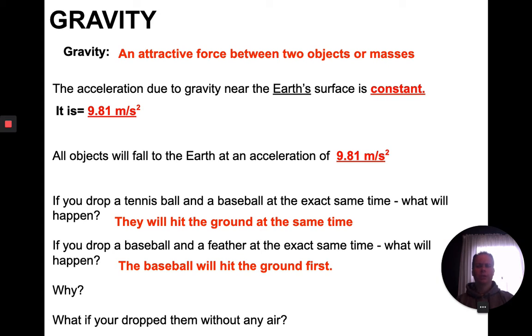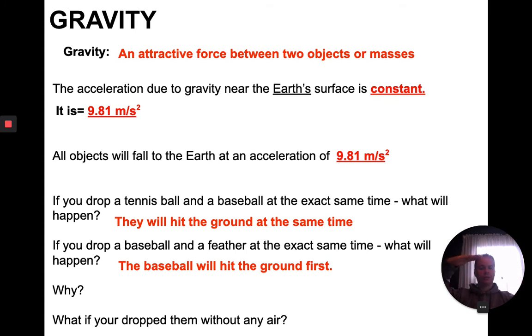Are those two things I'm saying contradictory? Well, not really, because there's another factor here. Even though the acceleration due to gravity for the baseball and the feather is 9.81 meters per second squared as they fall to the earth, there's another force at play. That's air resistance. Because as those objects are falling, air resistance is slowing each of them down.